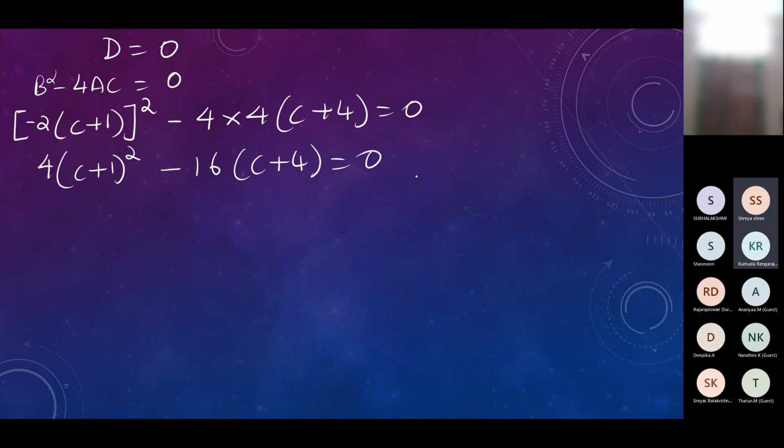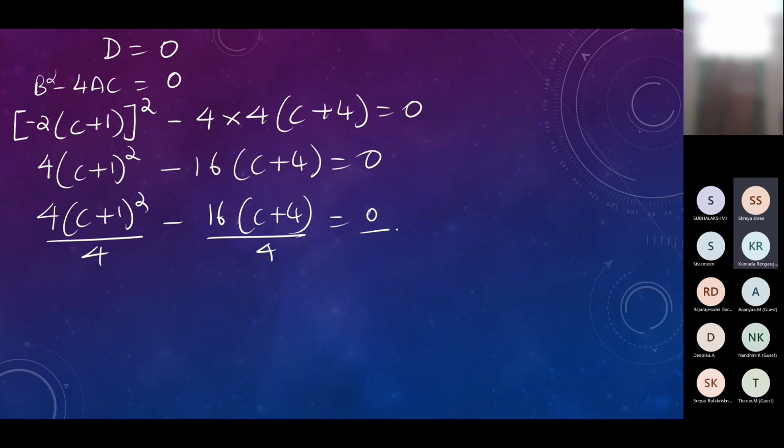Now this is an equation, so you can divide the equation throughout by 4. So dividing the equation throughout by 4, that is 4 into (c plus 1) the whole square by 4 minus 16 into (c plus 4) divided by 4 is equal to 0 by 4. If it is an expression, you can only take out 4 common. You cannot divide by 4 throughout. This is an equation, so you can divide by 4 throughout. 4 cancels 4 times, and this is 0.